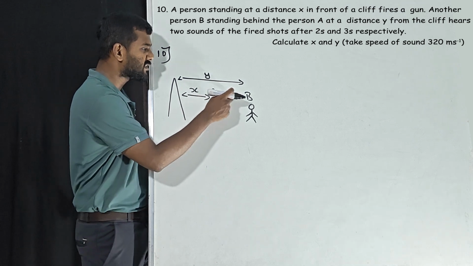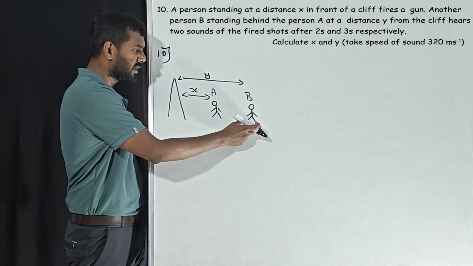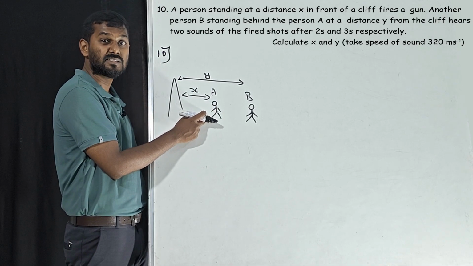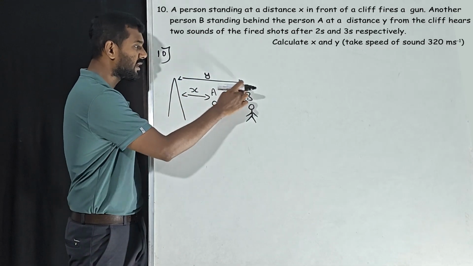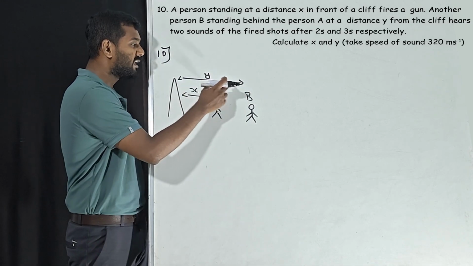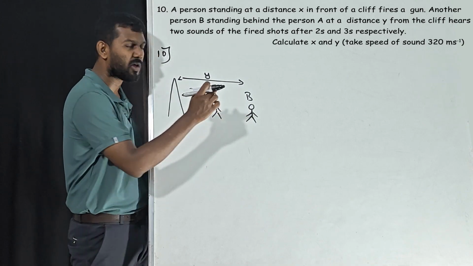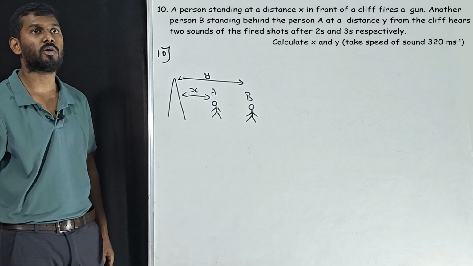If you take this as y, that is completely wrong, because they have clearly mentioned that person B is standing behind A at a distance of y from the cliff. If they had mentioned a distance of y from the person A, that means this distance would have been y. So drawing the diagram is very important.